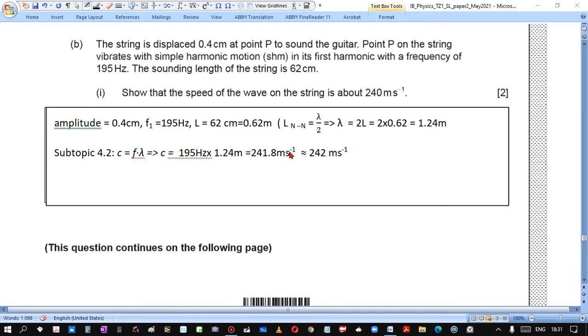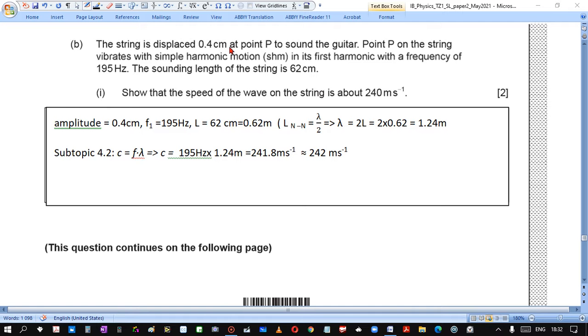The string is displaced 0.4 centimeters at point P to sound the guitar. Point P on the string vibrates with simple harmonic motion. Its first harmonic has a frequency of 195 Hz. The sounding length of the string is 62 centimeters. Show that the speed of the wave on the string is about 240.